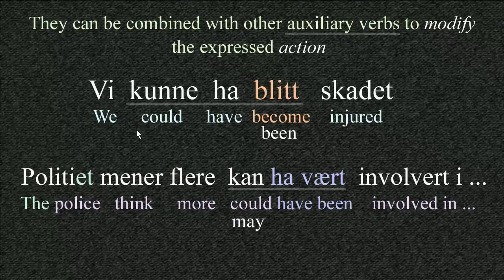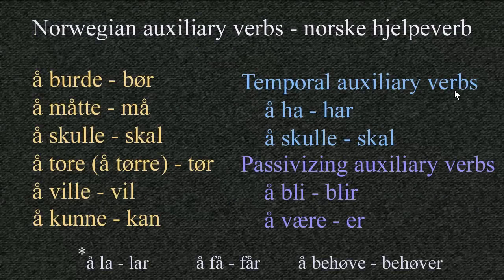And just to get back to the difference here, we could have become injured, right? We could have become that way, is what they're trying to say here. And then in this sentence, they're saying the police think more people, that's what flere means in this context, could have been there, not they could have become involved, they could have been there. And so that gives you a sense of how the verbs are used. And it's all right there if you look at examples in sentences.